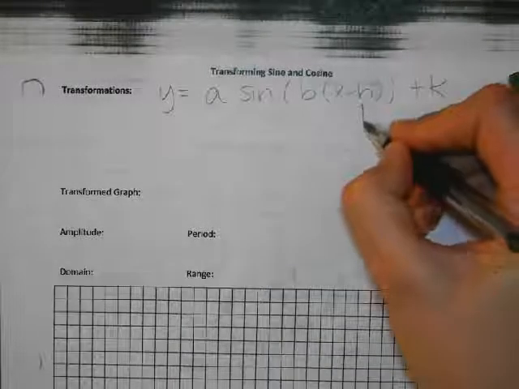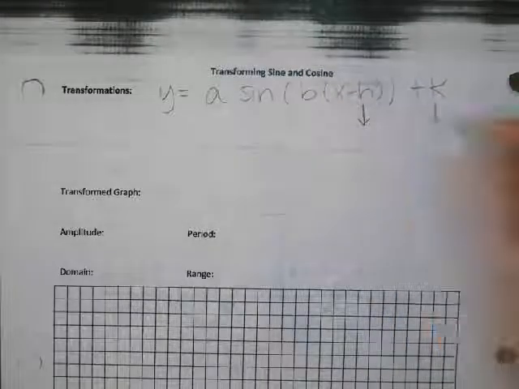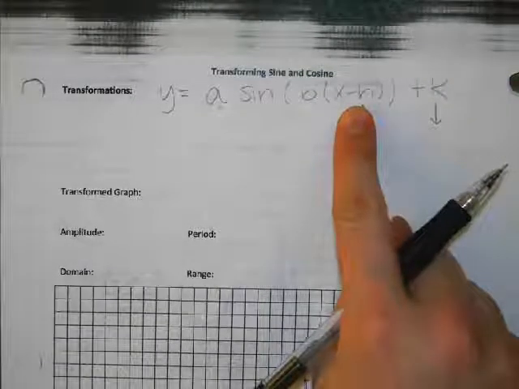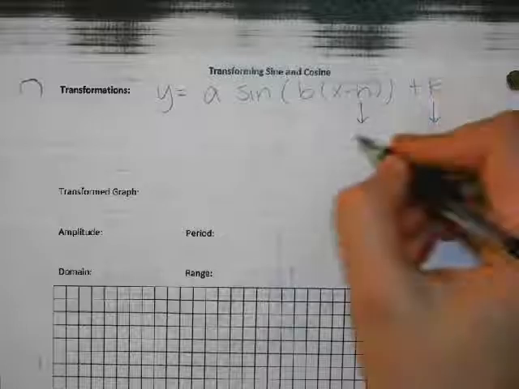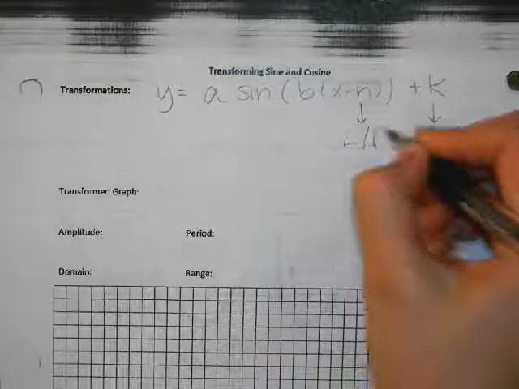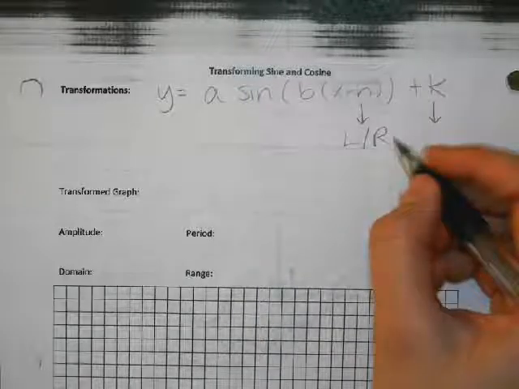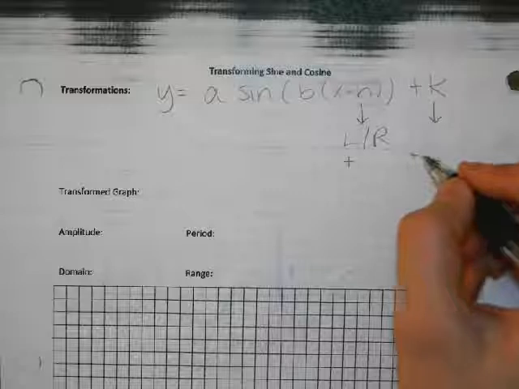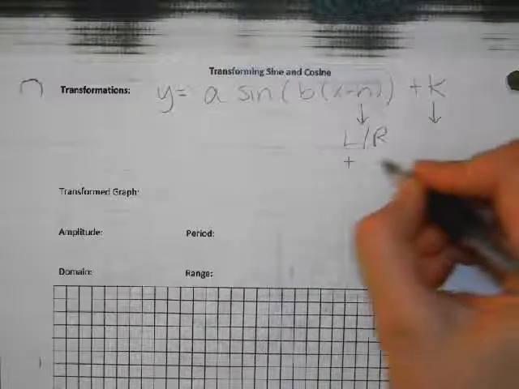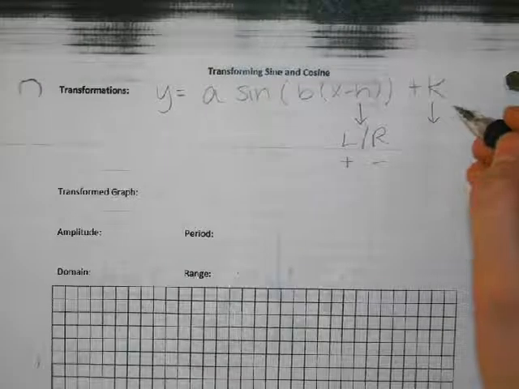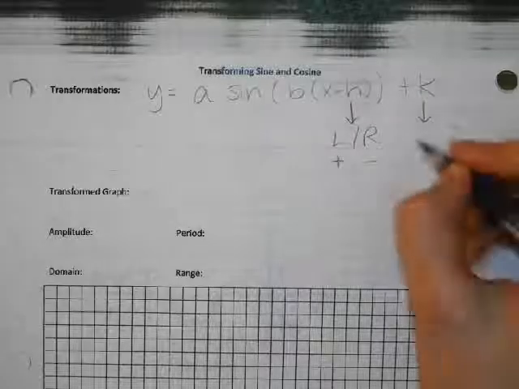So these last 2 transformations, these should be pretty easy for us. What does the one in the parentheses tell you? Left or right? Left and right. And what type of numbers move you to the left? Positive. Positive. Sorry. It's okay, I got you. And then what type of numbers move you to the right? Negative. How about the number on the end? Up or down? Up or down? Positive.